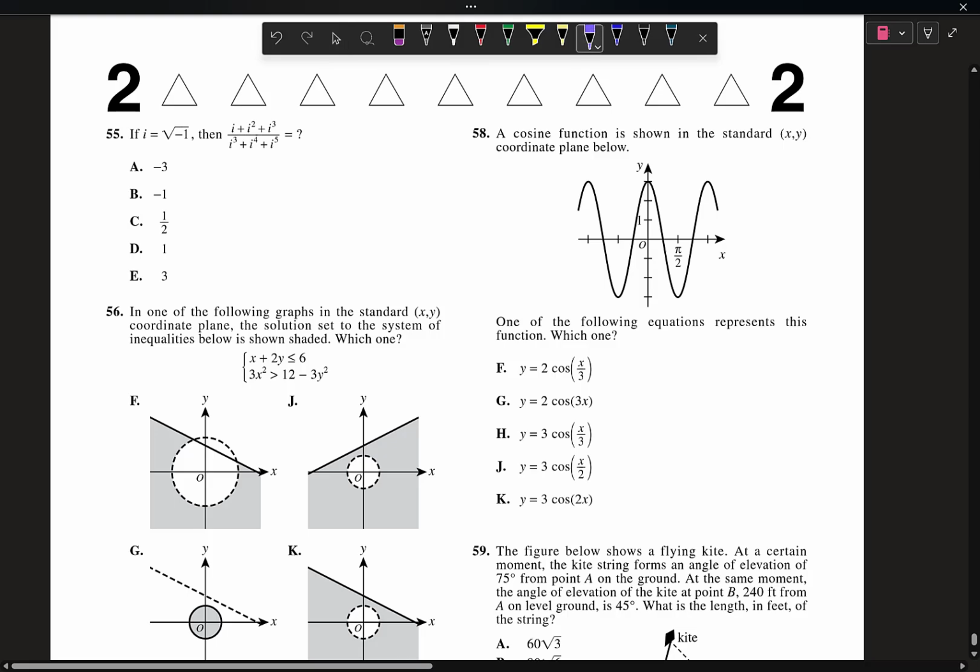55. If i equals the square root of -1, and it does, it's the imaginary number, we want to evaluate this equation. So I'm just going to substitute the square root of -1 everywhere I see i. And when I have an exponent, I'm going to use the parentheses to make this a little bit easier.